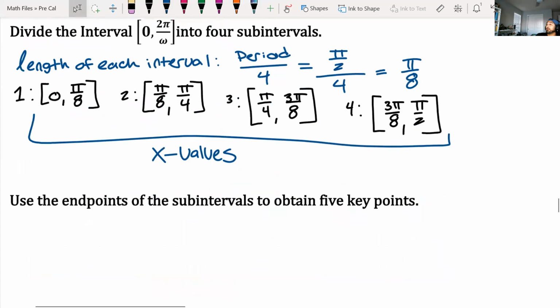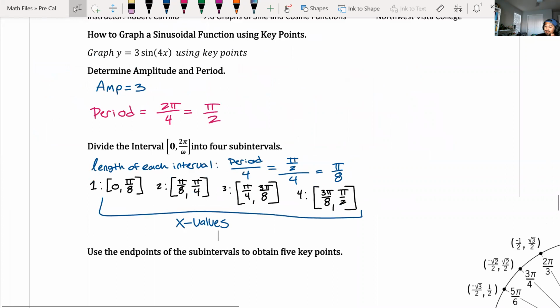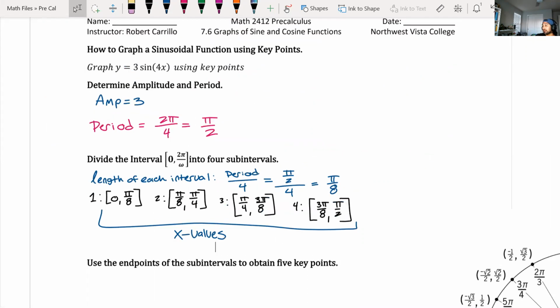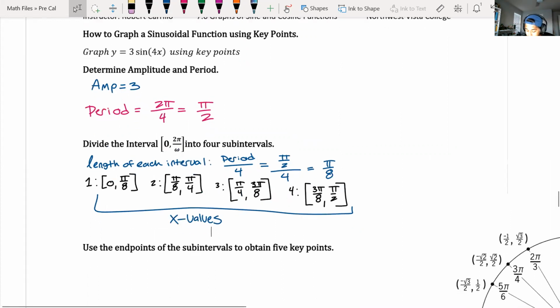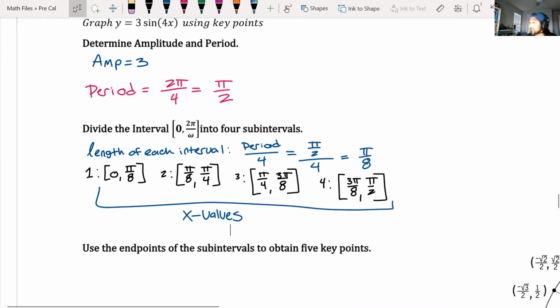And now the fun part. We need to find y values because all we have found now are x values. So we're going to take all of these x values and plug them into the original function to give us a y value, because that's how coordinates work. You plug in an x, you get a y. So we're going to be plugging all of these in to 3 times the sine of 4x. So let's start plugging away.